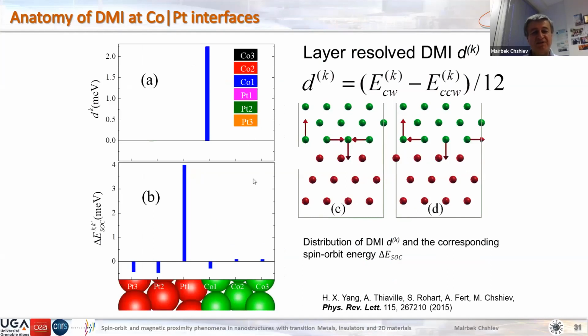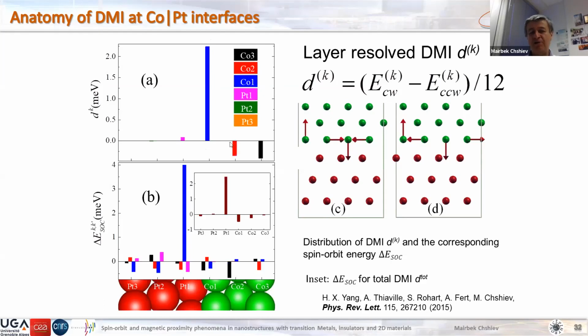The question we asked, which was actually asked by Professor Albert Fert, is: can we look at where the spin-orbit energy that creates the DMI in the first cobalt layer is located? And we can do this. We found that the DMI is almost totally located in the first cobalt interfacial layer, but the associated spin-orbit energy is provided by the underlying platinum layer. Then we looked also at all the others. You see that even the second and third layers from the interface have some contributions and distribution of energy.